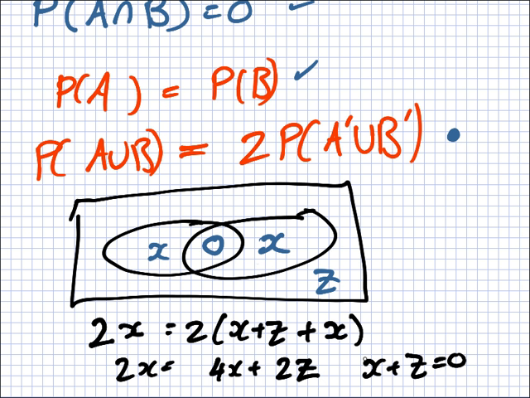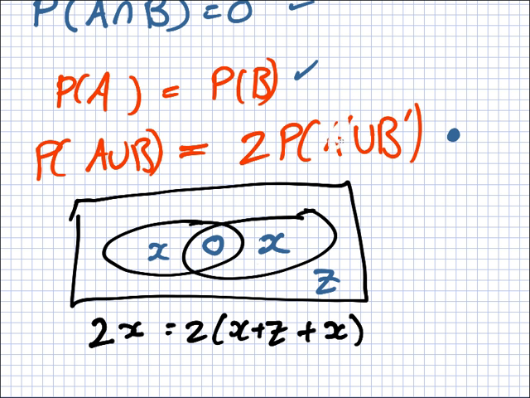Huh? Oh no, that's wrong. Something went wrong. Not A, x plus z. Not B. Not B is x. The probability of either of them happening is twice as likely as neither of them not happening. Oh, I'm sorry, I think I had this one wrong.